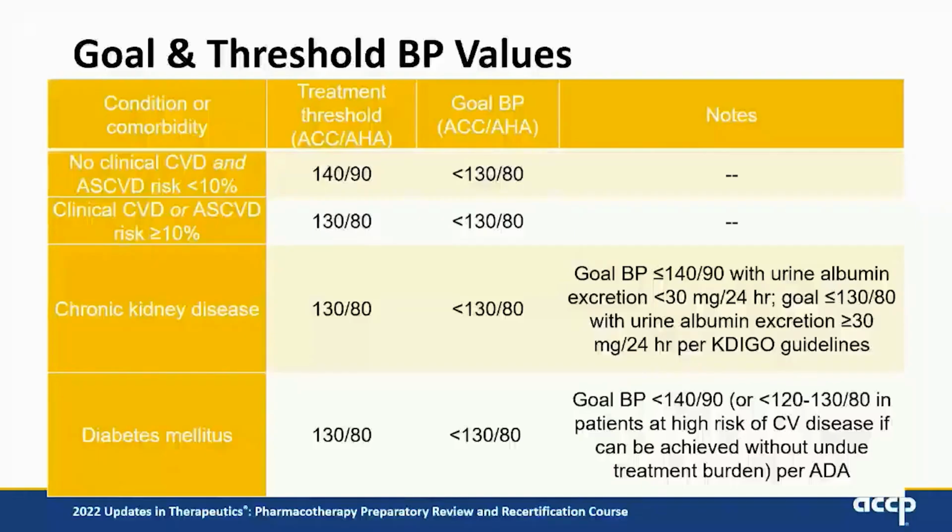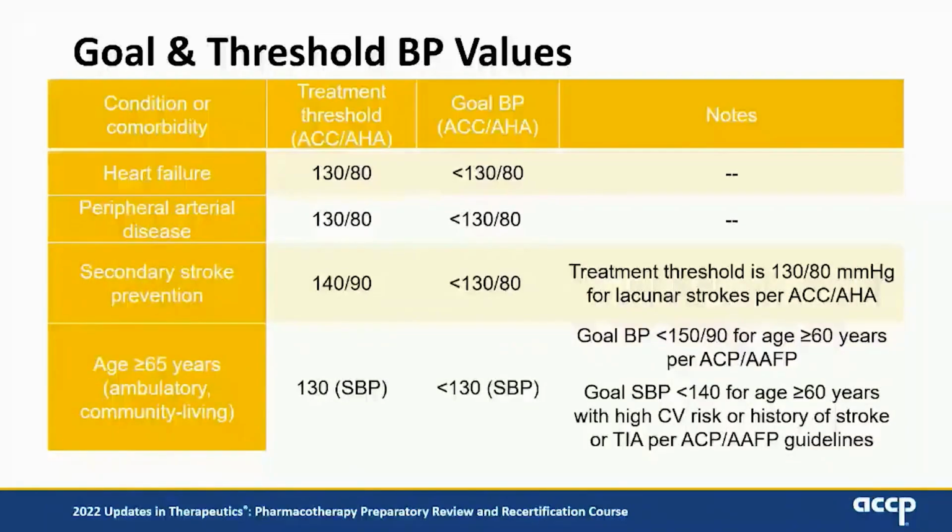So exceptions of patients who have a higher threshold would be if you have a patient with no clinical CVD and you calculate their 10-year ASCVD risk and you find it to be less than 10%, we can withhold drug therapy until they reach stage 2 hypertension. But patients that have clinical cardiovascular disease or their calculated risk is greater than 10%, the threshold's 130 over 80. Patients with CKD, diabetes, heart failure, PAD, these patients are all going to have a 130 over 80 threshold.